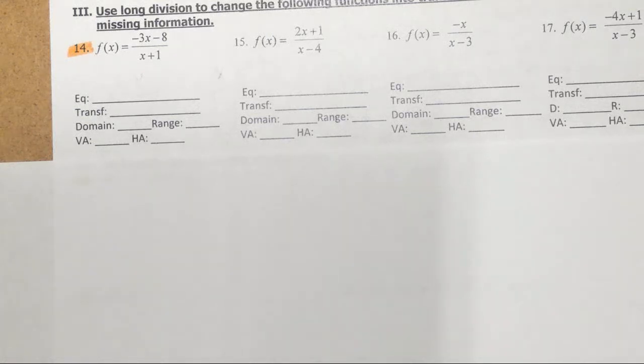Alright, so now we're on section 3. It says use long division to change the following functions into transformation form. Then fill in the missing information.